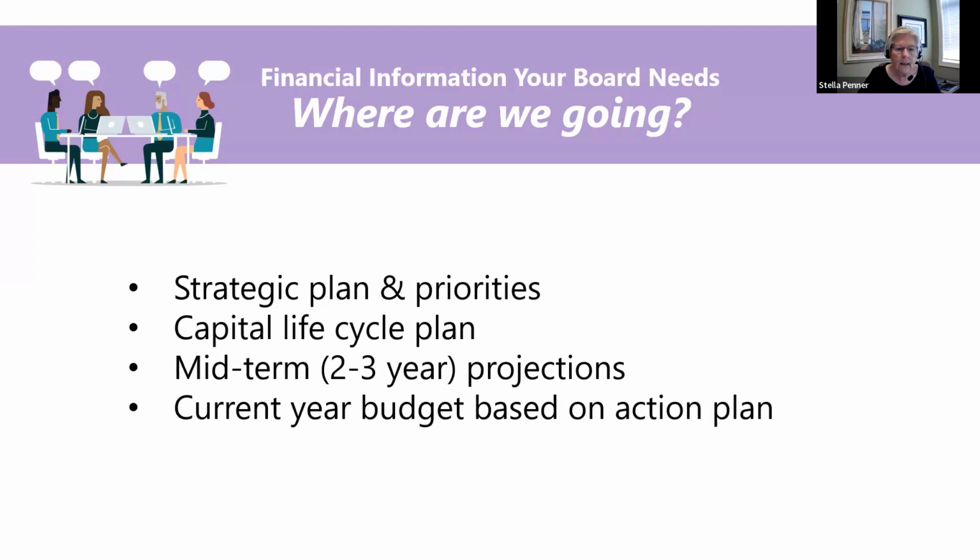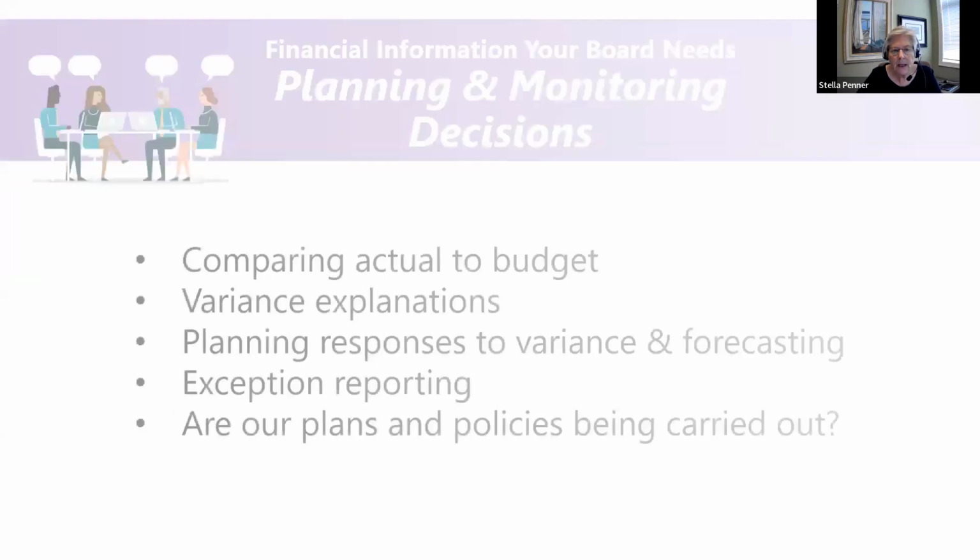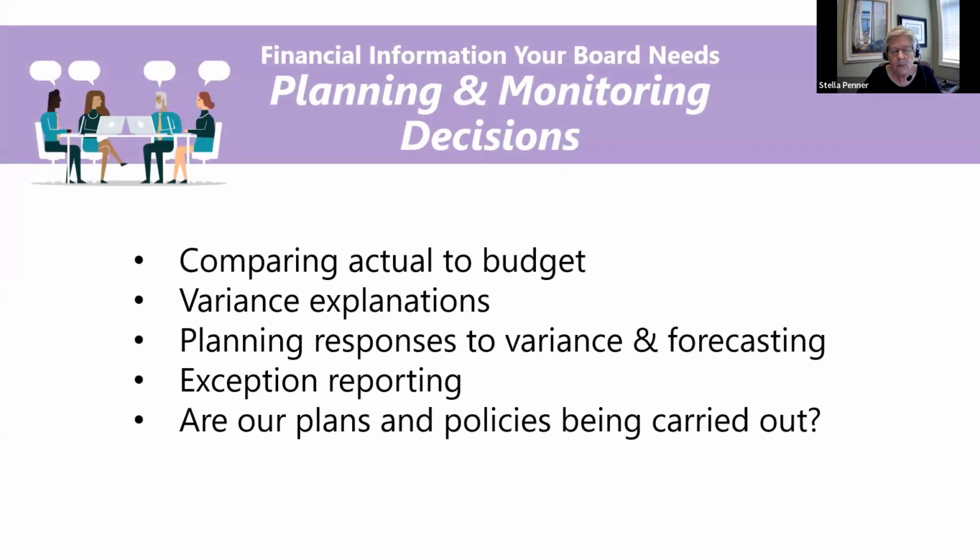The third category of decisions and responsibilities that a board has that uses financial information is planning ahead, as well as monitoring the decisions that we made in the past to see whether those decisions are being implemented and if the results are as we expected. And so the key beginning piece of that monitoring is comparing actual to budget.